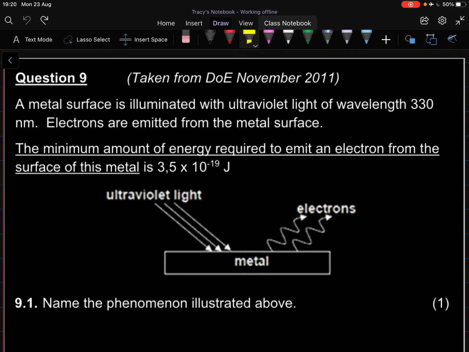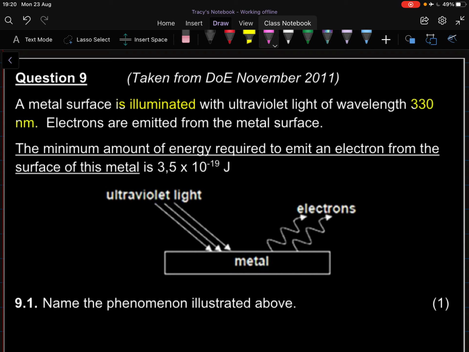Alright, so we're looking at question 9 of the photoelectric effect optical phenomena worksheet, and we're now looking at a question that was taken from the Department of Education's November 2011 paper. So they tell me a metal surface is illuminated. Now the word illuminated here simply means that light is shone on it, okay? And they tell you that it's got a wavelength of 300 nanometers.